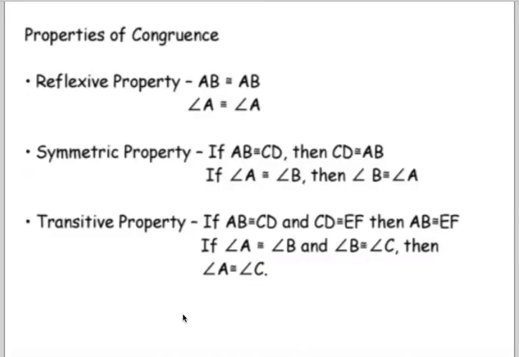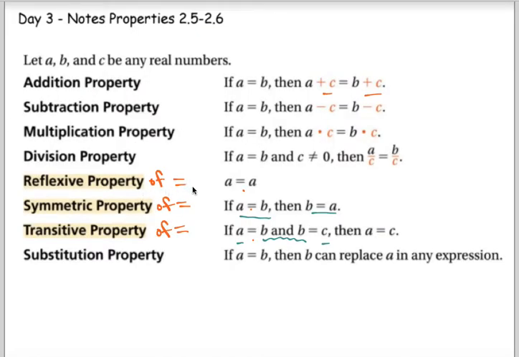Properties of congruence are on this page. And so you have to say reflexive property of congruence, symmetric property of congruence, and transitive property of congruence. You're going to have to add that onto the end if you write this as a reason, because you need to show that you understand that it's different from the reflexive property of equality or the symmetric property of equality.